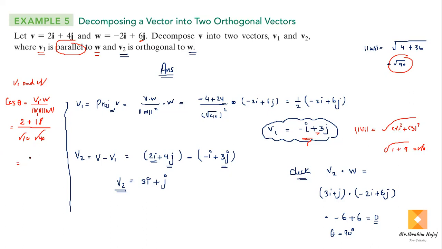In the calculator, 2 plus 18, 20, over root 10 times root 40, which is root 400, which is 20. So 20 over 20 equals 1. Cosine theta is 1, so the inverse cosine of 1 equals 0 or 180. So they are definitely parallel. V1 and W are parallel, and V2 and W are orthogonal.